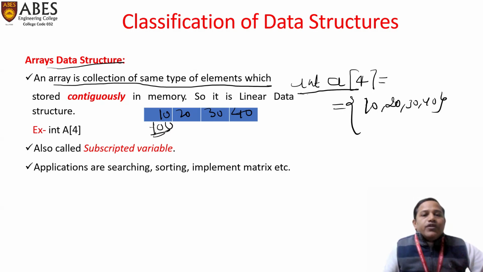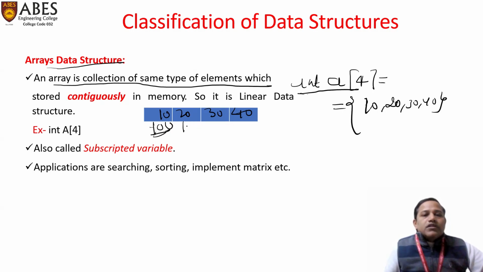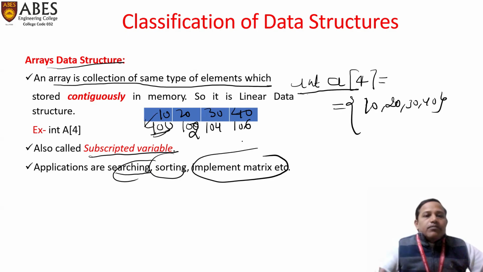If the address of the first element location is 100, then the address of the next location is in continuation. If this takes a 2 byte integer value, the next address will be 102, this will be 104, and this will be 106. This is also known as a subscripted variable. Example applications of array are searching, sorting, or implementation of matrices.